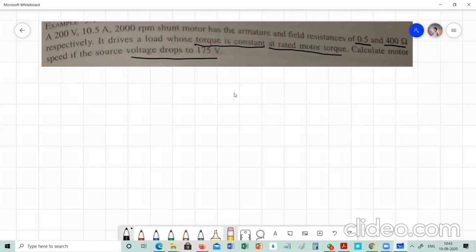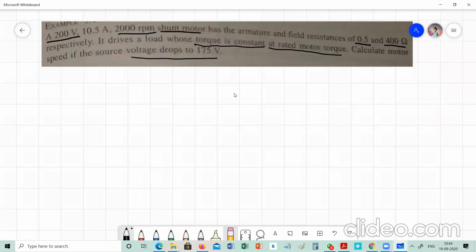When the source voltage is 200 volt, the speed is 2000 rpm, and when the source voltage is 175, what will be the speed? We have to calculate that. For such problems, most of the time two cases are given. In this case, the source voltage is 200 volt, the armature current is 10.5 ampere, the speed is 2000 rpm, and they ask for the other case, where the armature voltage is 175 volt, what is the speed?